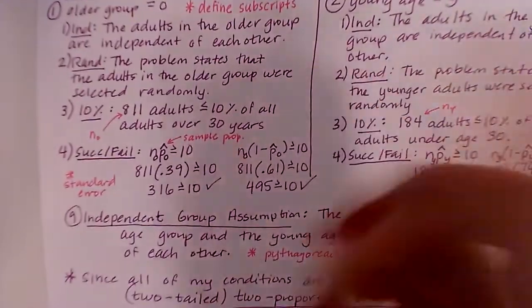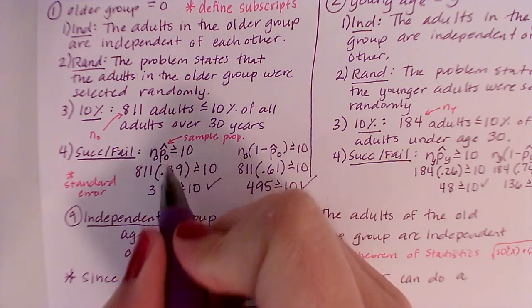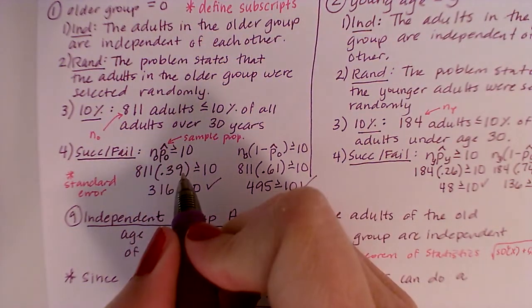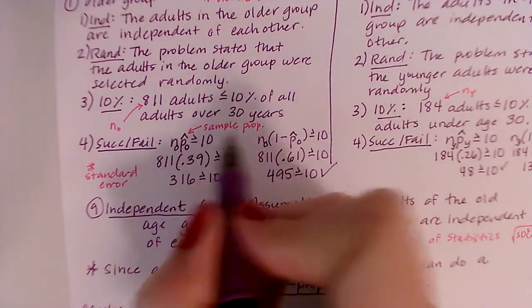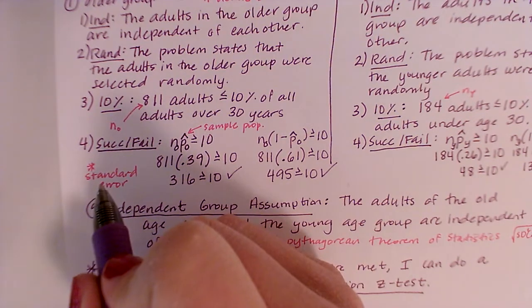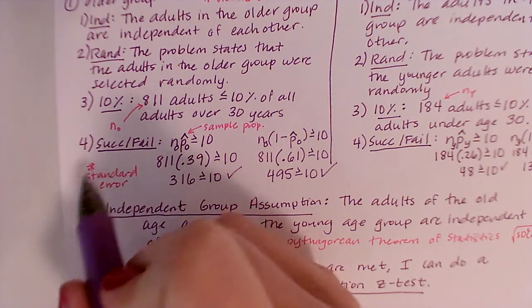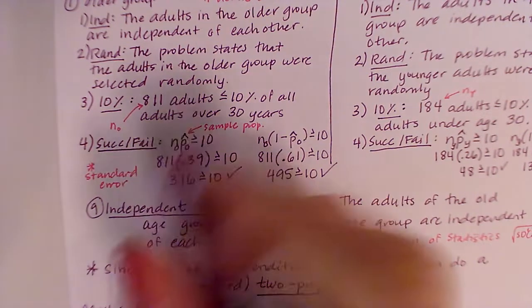Because none of the proportions are talking about the population, I have to use instead the sample proportion, which in this case is 39%. Now, I made a note here that because we're using p-hat in this step, later in my problem when I do my mechanics, that means I'm going to be using the standard error instead of the standard deviation. That's important.